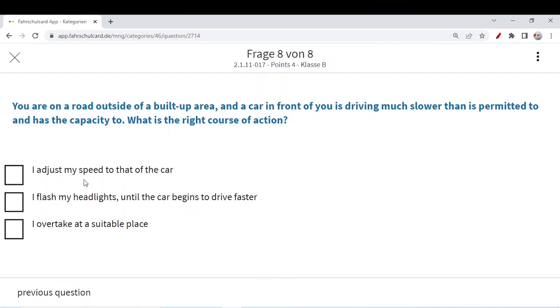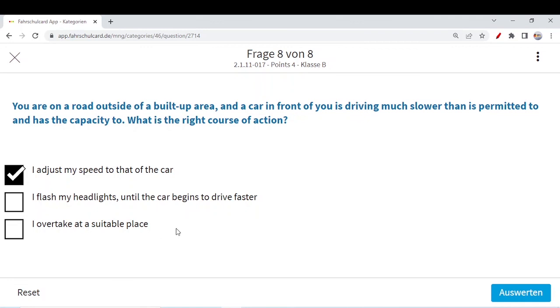I adjust my speed to that of the car. You have to adjust your speed as per the car in front of you, otherwise you can create a dangerous situation. If you continue at 100 km per hour and the driver in front of you is traveling at 60, it doesn't make any sense. You have to adjust your speed.